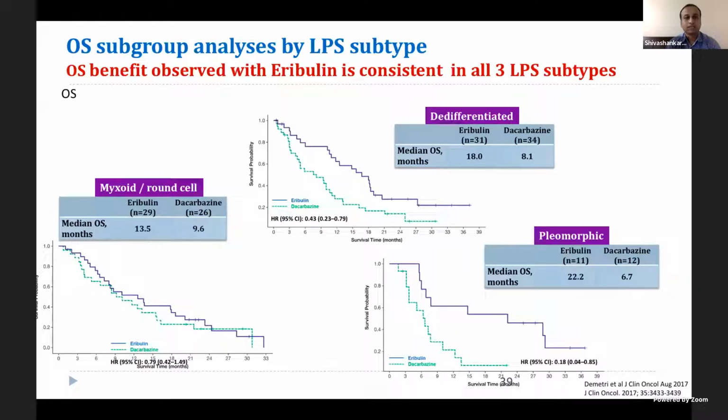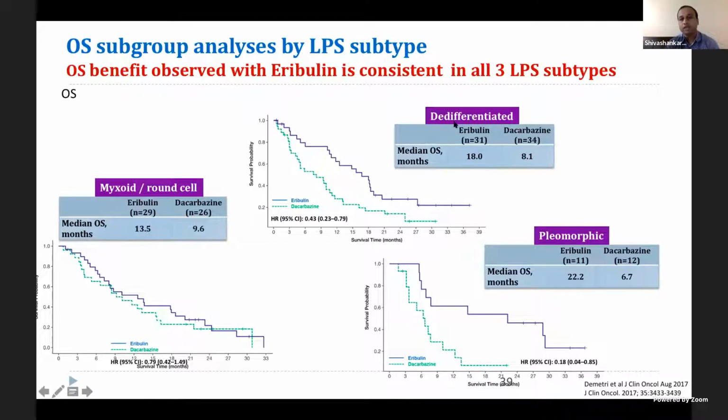If you look at the various types of liposarcoma, the dedifferentiated and pleomorphic have derived huge benefit from the eribulin compared to dacarbazine. If you look at the myxoid or round cell sarcoma, the benefit was to the tune of 4 months, and the curves seem to be overlapping. Probably in this myxoid or round cell, trabectedin is a better option compared to eribulin if you use it in second choice.